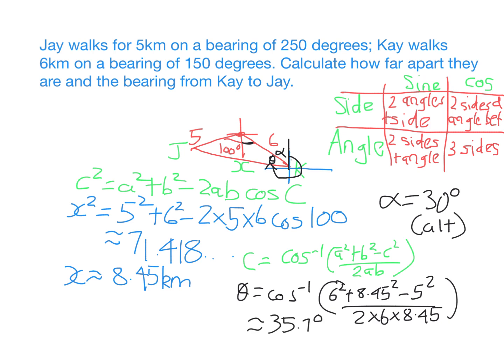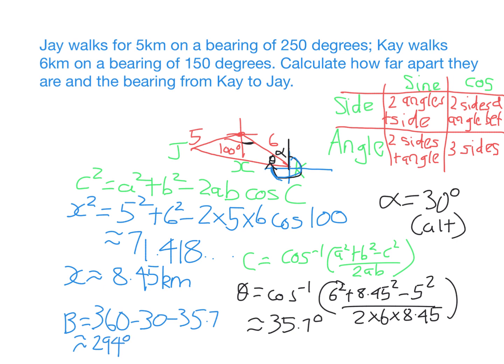So what is the bearing? What is this angle made with the north axis going in a clockwise direction? So the bearing, which I'll call B, is just going to be 360 minus alpha, the alternate angle that was 30, minus the angle that we just found, 35.7. So putting that on our calculator, we get about 294.3. I'll just round it to the nearest degree. The bearing is 294 degrees, and we're done.